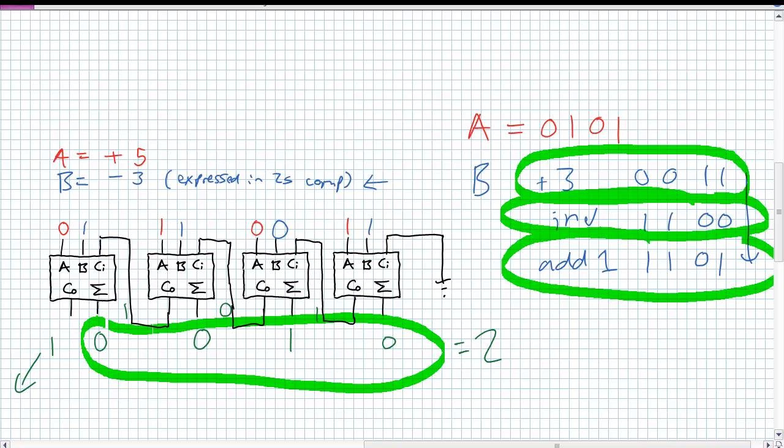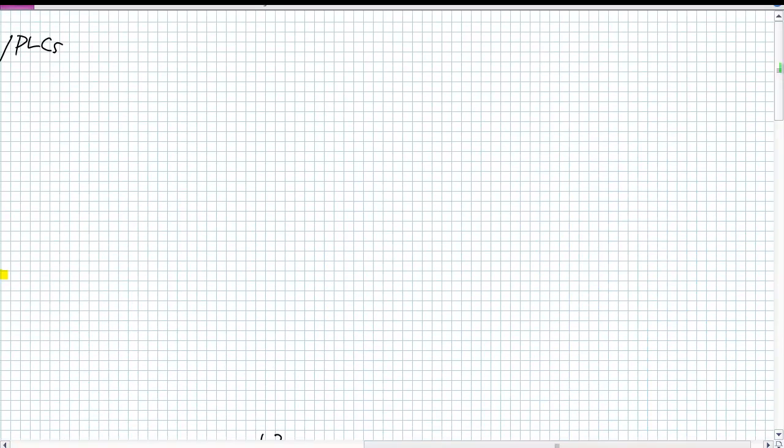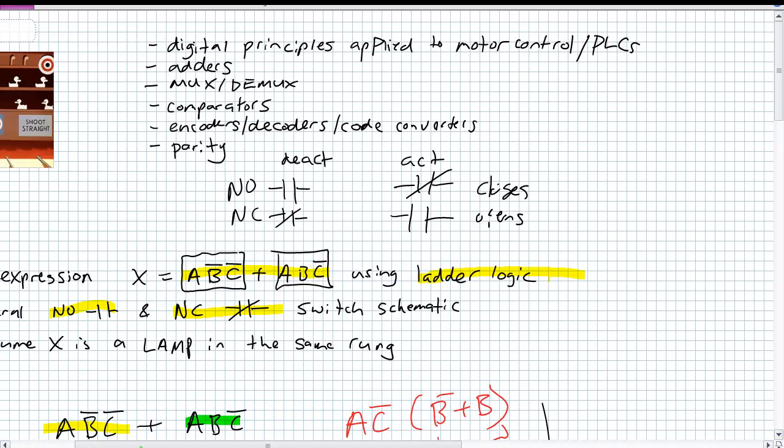So you can generate 2's complement numbers, the negative of a number, using stuff we've already learned about. You already know about inverters. You just learned about adders. And then we're going to use an adder to perform subtraction. Pretty cool, huh? Okay, let's move on to our next topic, which I cannot remember what it is.